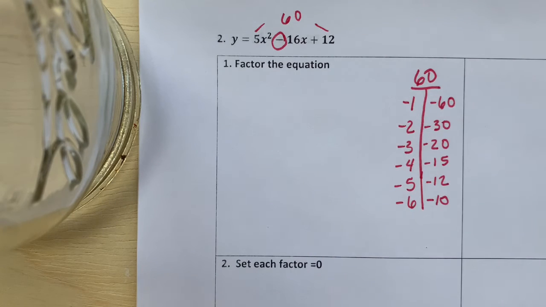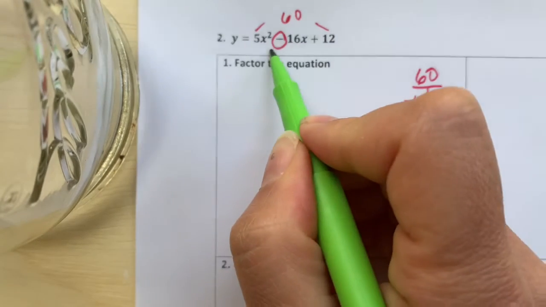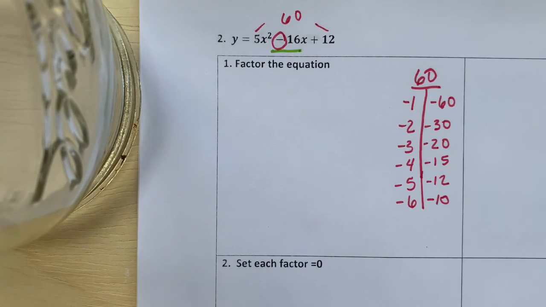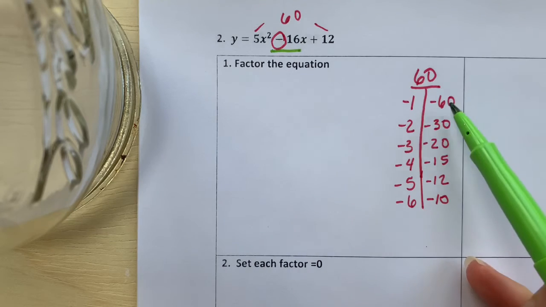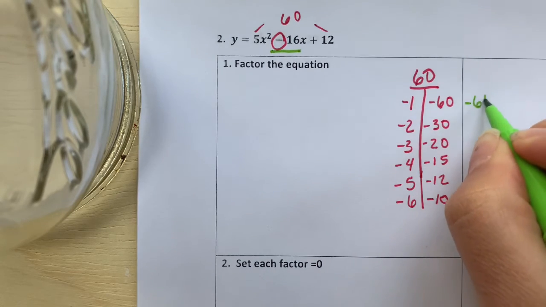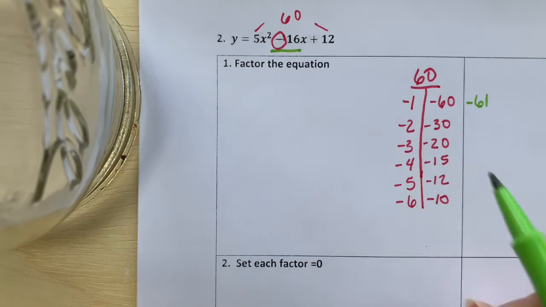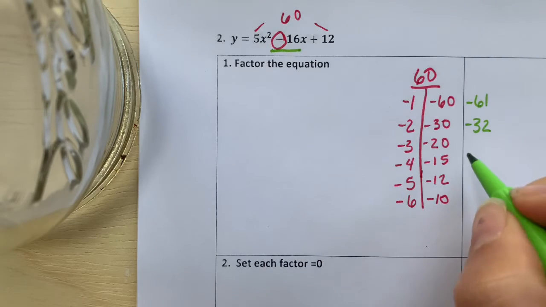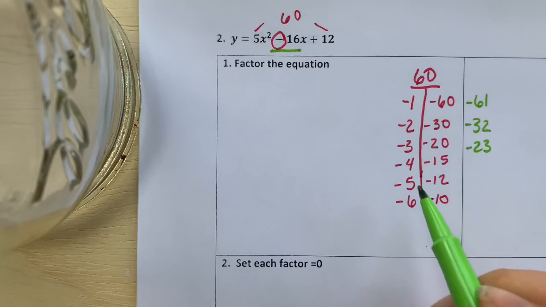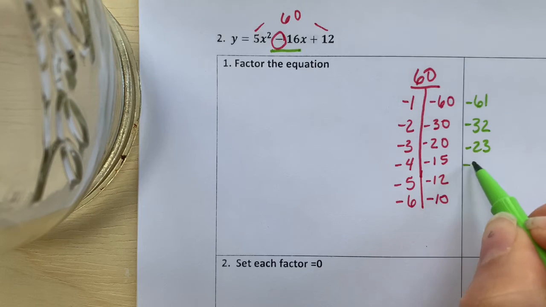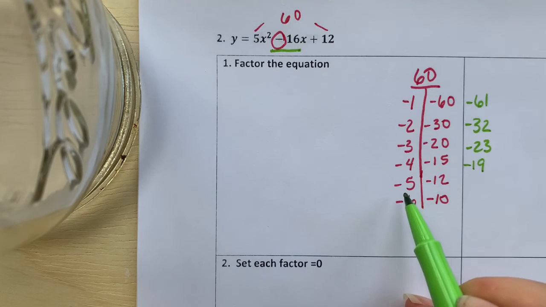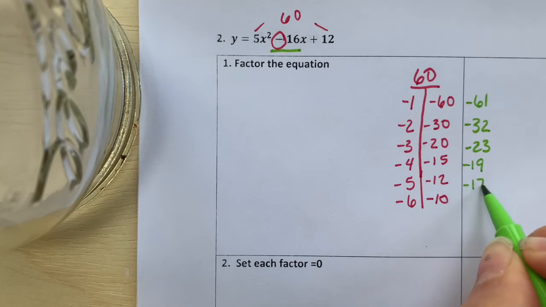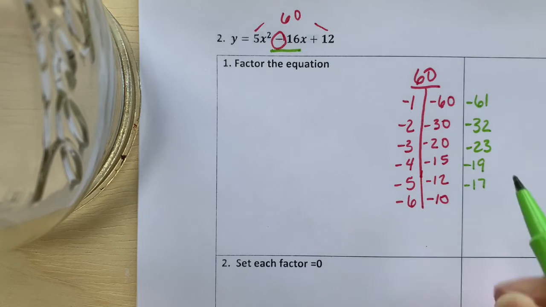Now that I know all of the numbers that multiply to 60, I'm looking for the numbers that add to a negative 16. So I'm going to add these together. Negative 1 plus negative 60 is a negative 61. Negative 2 plus a negative 30 is a negative 32. Negative 3 plus a negative 20 is a negative 23. Negative 4 plus a negative 15 is a negative 19. Negative 5 plus a negative 12 is a negative 17. Negative 6 plus a negative 10 is a negative 16.